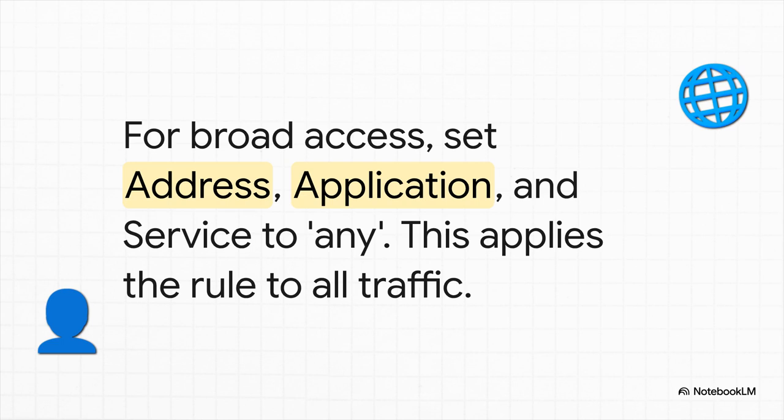Now, for a basic let everyone get online rule, we can start by setting the source, the destination, the application, and the service all to any. This basically means we don't care who on the inside is going where on the outside or what app they're using. We can get way more specific later, but this is the perfect starting point.